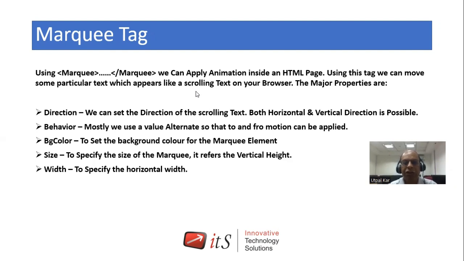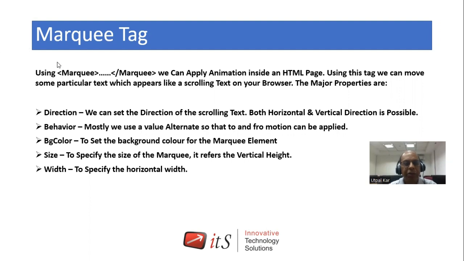How to use? It is very simple to use. Whatever text you require to get animated, you can write within marquee and slash marquee tags. So this is the closing tag and this is the opening tag. So inside marquee and slash marquee, if we write something, definitely that particular text is going to start scrolling across your browser.